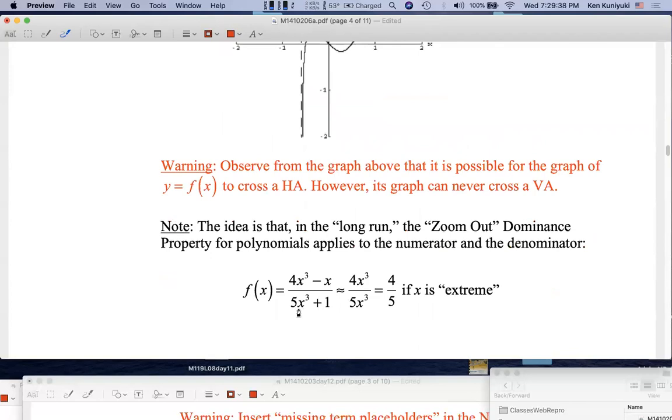Because look here, this is informal. You'll analyze this more precisely in calculus, but the top is dominated by the leading term, 4x cubed, especially in the long run. The bottom is dominated by its leading or dominant term, 5x cubed, especially in the long run. So in the long run, as x goes out to plus or minus the millions, billions, or trillions, we're basically dealing with 4x cubed over 5x cubed, which is pretty much 4/5, give or take a little.